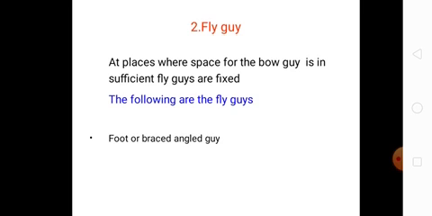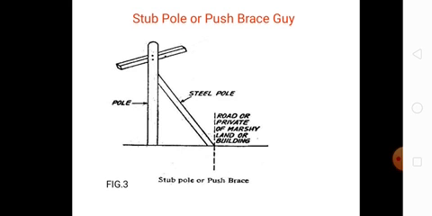And the fly guy. At places where space for the bow guy is insufficient, fly guys are fixed. So at 90 degree turns or dead ends there is no space, so we are using fly guys. The following are the fly guys: foot or braced angle guy, stub pole or push brace guy, flying or stub guy.